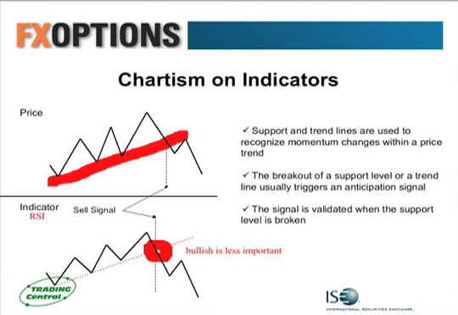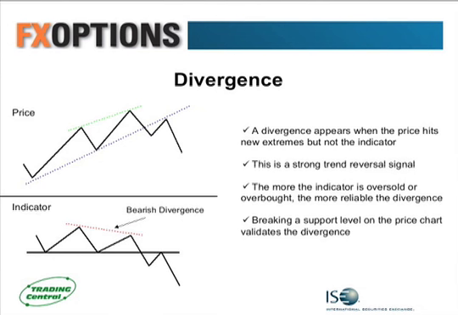Another very interesting point that I mentioned earlier is divergence. Divergence is really useful, but there are conditions for having divergence, and divergence has an important definition. Divergence appears when the price hits new extremes, but the indicator does not.